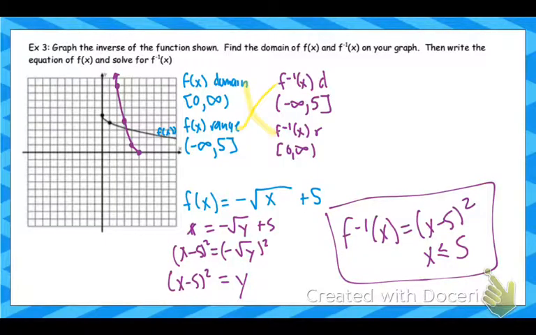So whenever we write the inverse of a square root function, we're going to get a quadratic as a result. But what we need to remember is it's not the whole quadratic. That quadratic is going to have a restricted domain. All right, so let's look at a couple more.